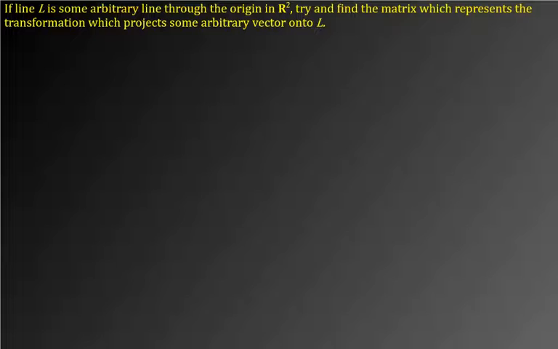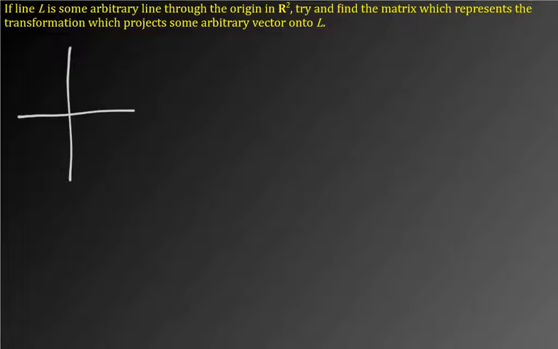All right. So another famous matrix that your book introduces, and I want to explain it here, is this one. So you have a line L. It's just some arbitrary line through the origin in R2. And we're going to find the matrix which represents the transformation which projects some arbitrary vector onto L. Okay, so it's different than the projection onto x and y.